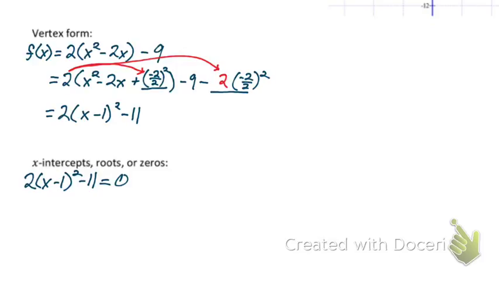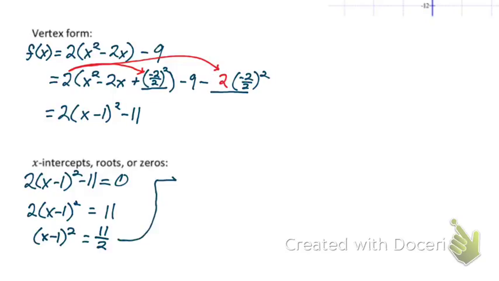Now we're just going to add 11 to both sides. We'll have 2 times (x minus 1) squared equals 11. Divide both sides by 2. We're going to kind of speed this up. (x minus 1) squared equals 11 divided by 2. We need to take the square root of both sides. I'm going to shift this up a little bit. We are just going to have x minus 1 equals the square root of 11 divided by 2. Make sure it's plus or minus.